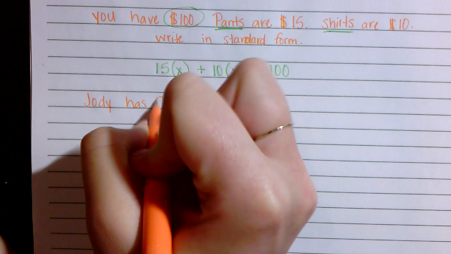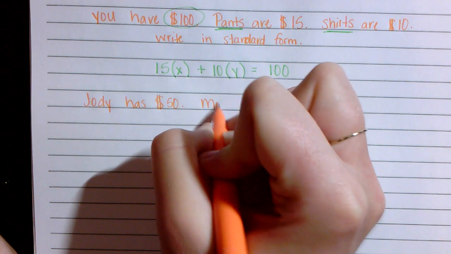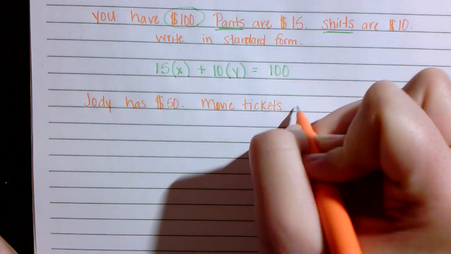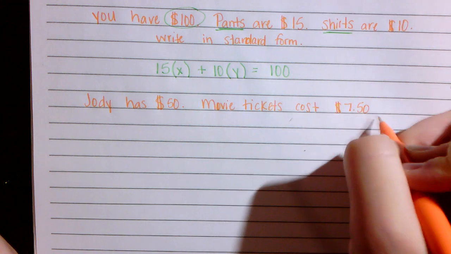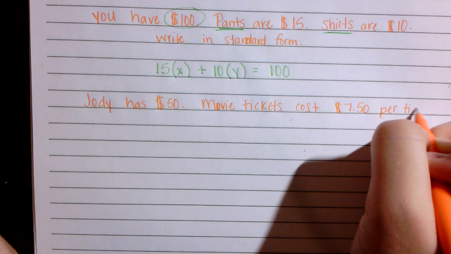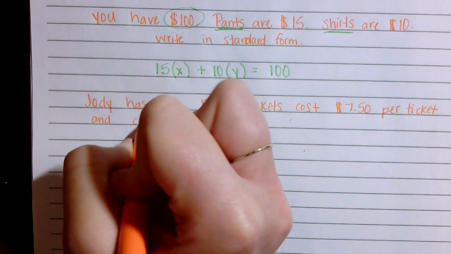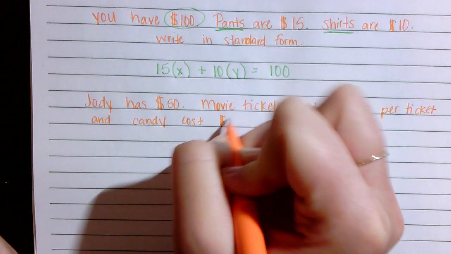Jody has $50. Movie tickets cost $7.50 per ticket. And candy costs $2.50.